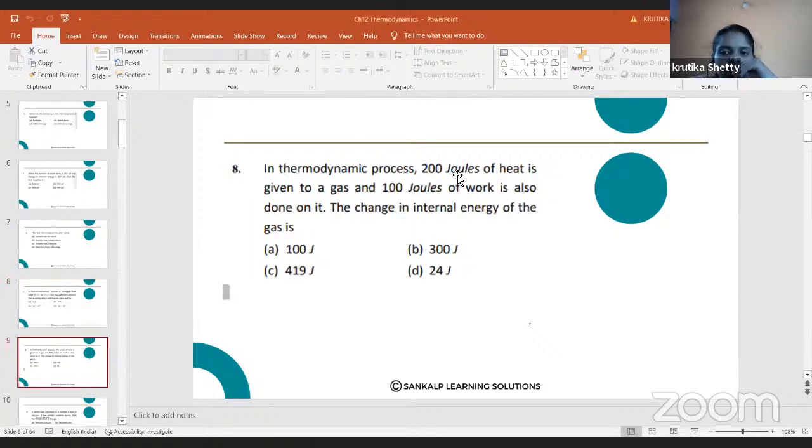In a thermodynamic process, 200 joule of heat is given to a gas, and the Q value. 100 joule of work is also done on the gas. So here the work done is 100 joules. The change in internal energy of the gas is. So you need to calculate the change in internal energy. In the first law of thermodynamics, use the formula, calculate the change in internal energy, dU. Simple, it is very simple.